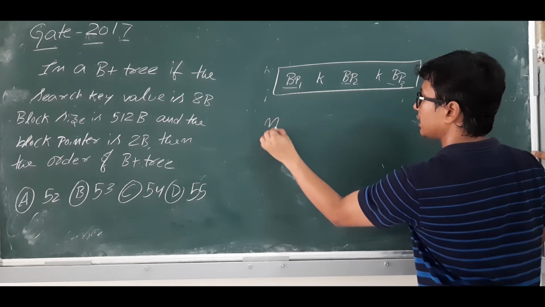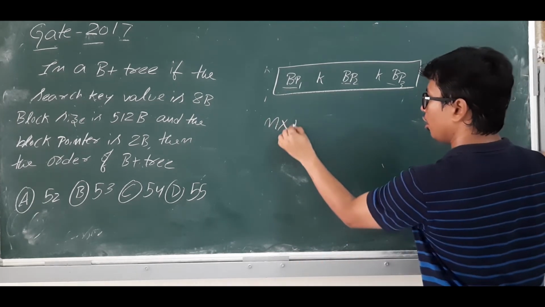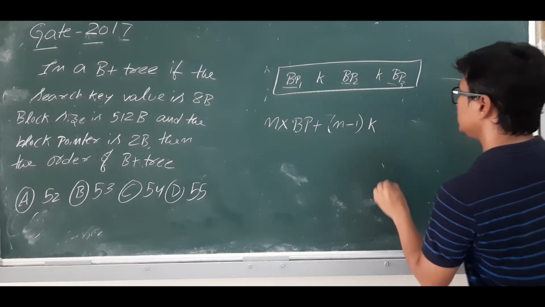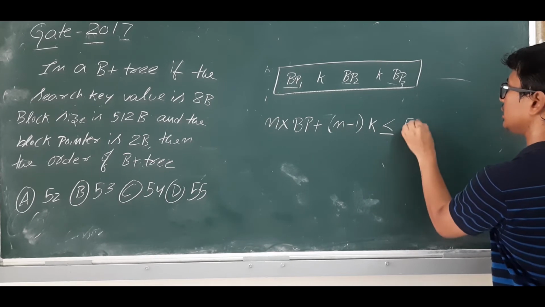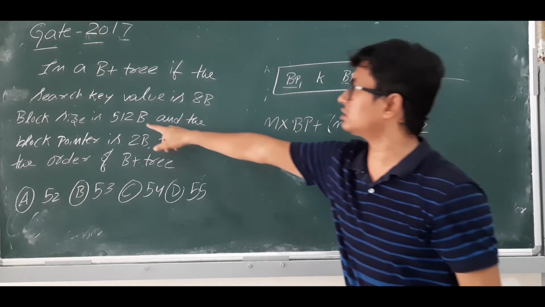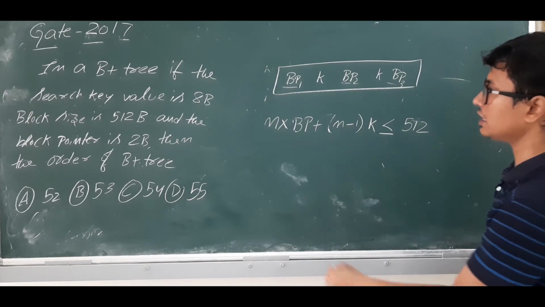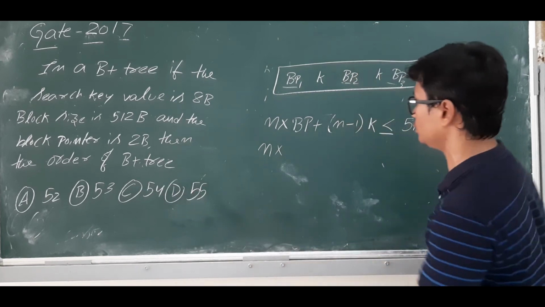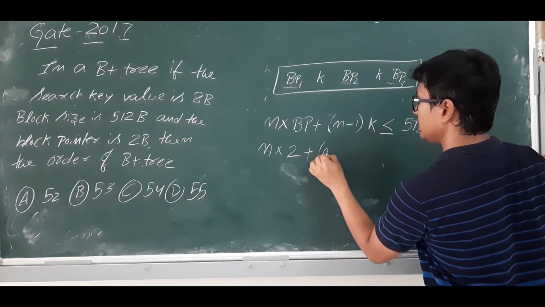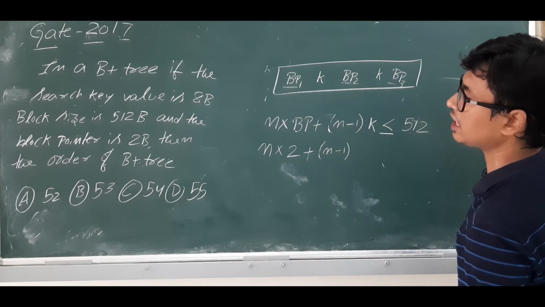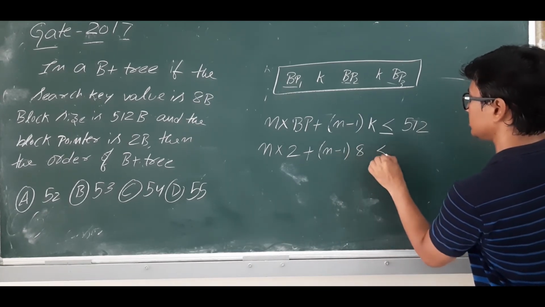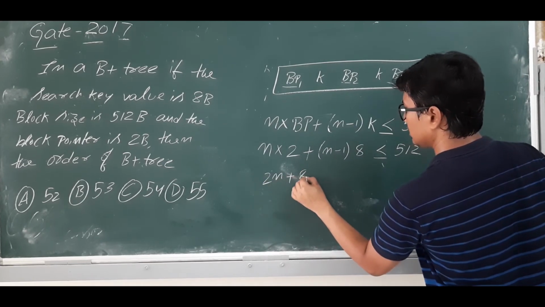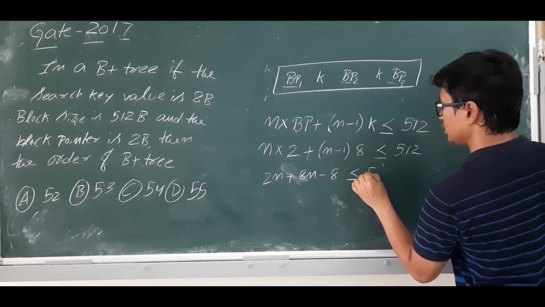So we write n block pointers plus n minus 1 keys should be less than or equal to 512 bytes, because they have given that the total size is 512 bytes. We need to calculate the n value. The block pointer size they have given is 2 bytes, so 2n, plus n minus 1 times the search key size, which is 8 bytes, is less than or equal to 512. So it is 2n plus 8n minus 8 is less than or equal to 512.